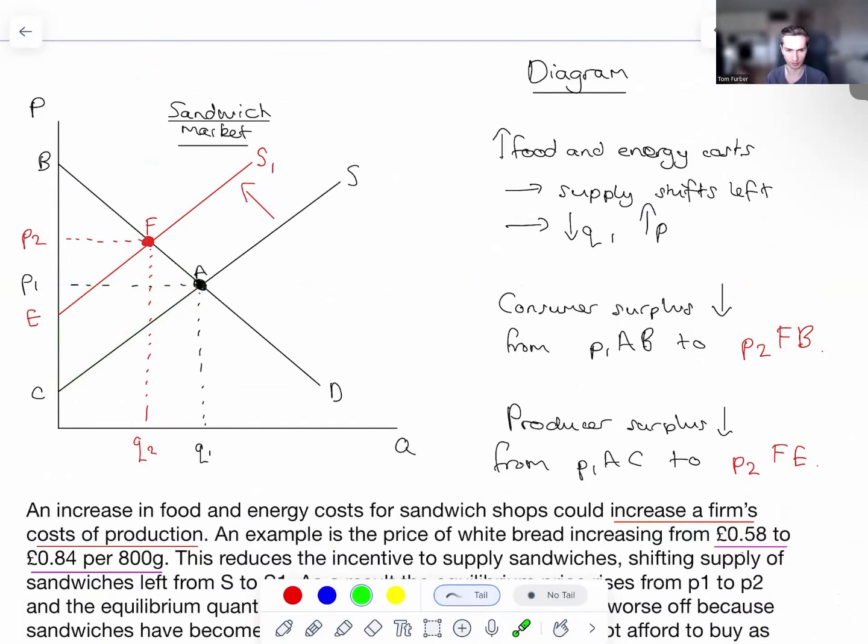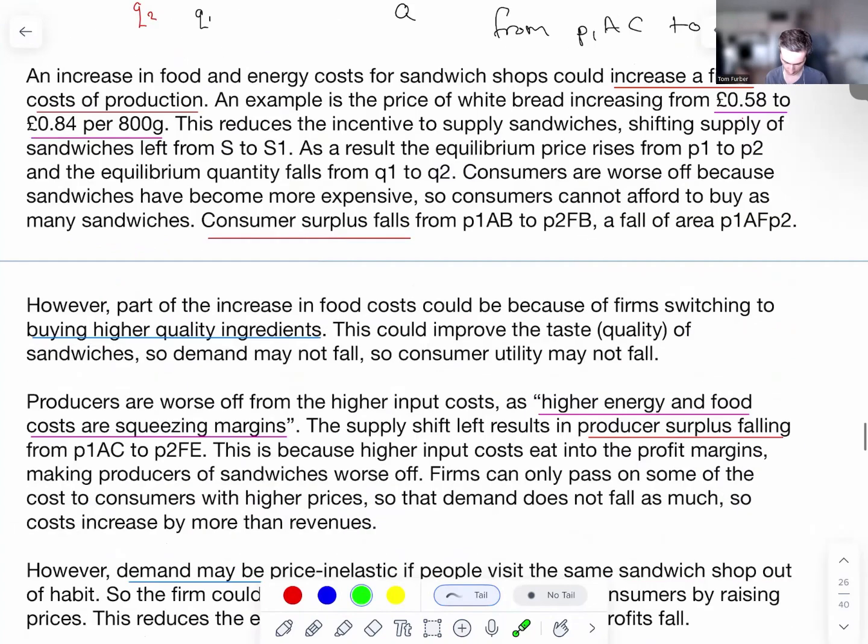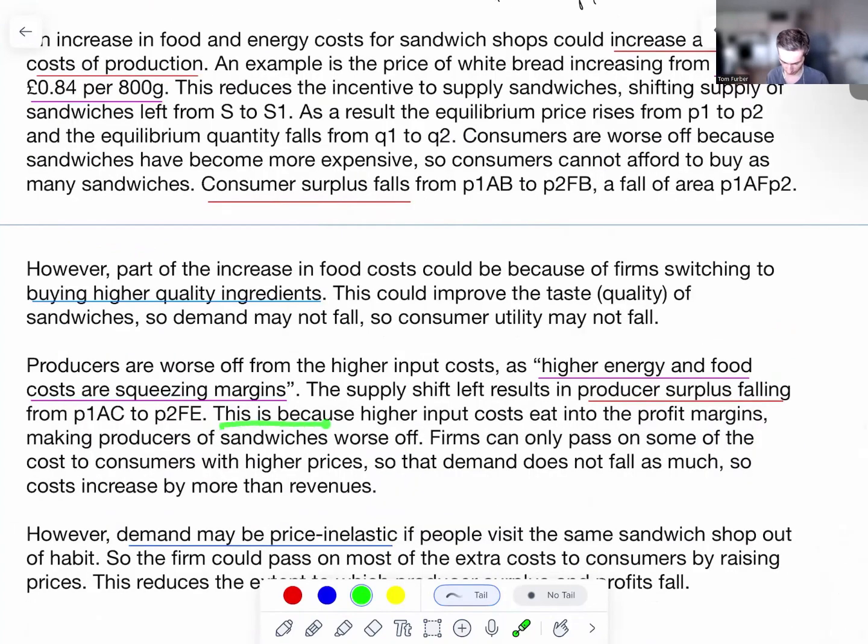But then the price rises to P2 and the quantity falls to Q2. So producers are willing to receive the price on the supply curve, but they actually receive price P2, so producer surplus has fallen. This triangle has a smaller width and a smaller height. So therefore, it's going to be a smaller producer surplus compared to the original larger triangle. Why is this? This is because higher input costs eat into profit margins, making producers of sandwiches worse off.